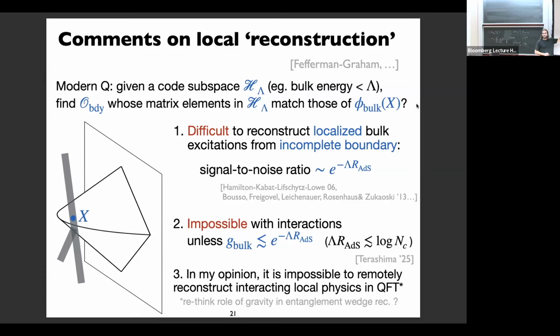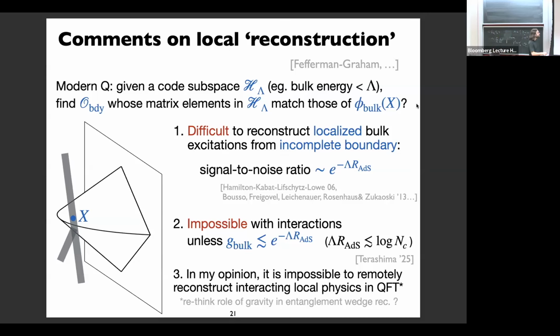I believe that if entanglement wedge reconstruction is actually correct, my opinion is that it will have to be using gravity in some way, even in the causal wedge. I think this is what these estimates show. So this is something that should be clarified there. Yeah, so I wanted to spend a bit of time on this.